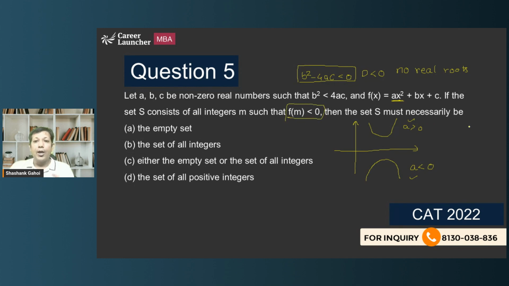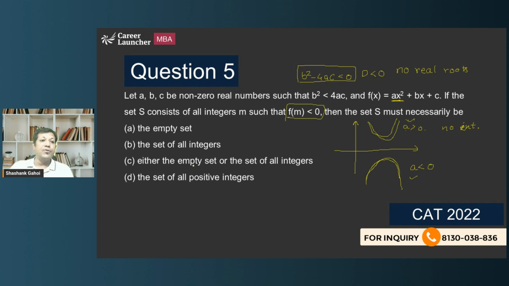Now if a is positive, then I'm going to have this graph. Then it means for any integer, the function will not be negative. It means if a is positive, then there is no number or no integer, right? If a is negative, then it is true for all the possible integers, right? So either there is going to be no integer that satisfies the equation, or all the integers satisfy this equation.